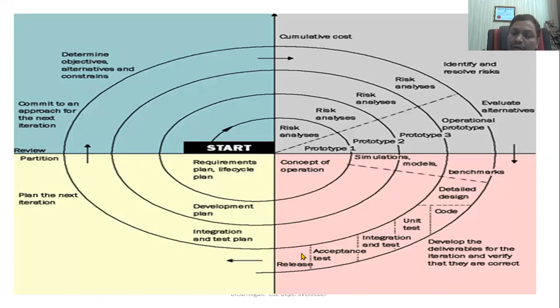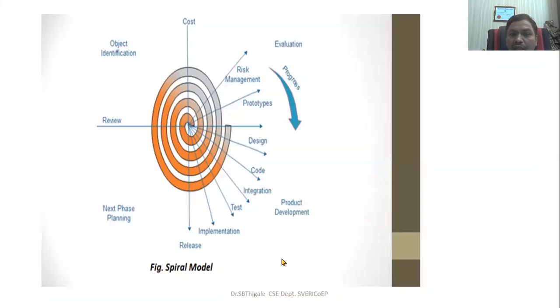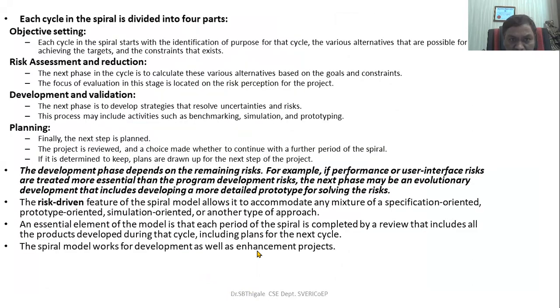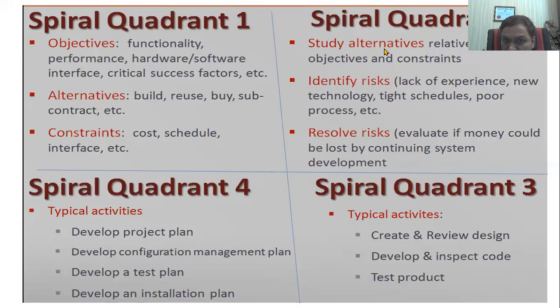So it is also a part of an iterative model. And what are those 4 different quadrants? We said simply quadrant 1 objectives, quadrant 2 objectives, 3 and 4. So each quadrant has different objectives, and whether those objectives are achieved or not, if not, the process will be repeated. This is simply your spiral model.